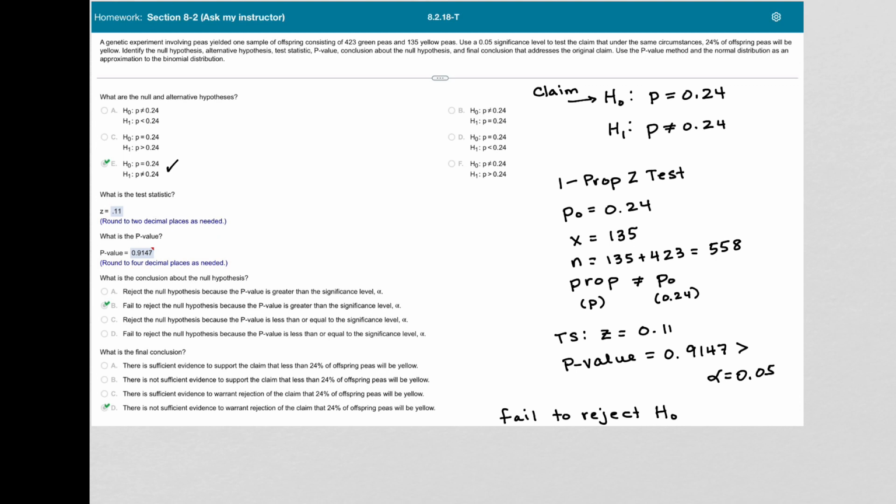And so because I'm failing to reject the null hypothesis and the claim is the null, when the claim is the null, we use the word reject in our final statement. So I'm going to say there is not sufficient evidence to reject the null hypothesis. Or I should say, there's not sufficient evidence to reject the claim, which is the null hypothesis here. So that's how you do that problem.